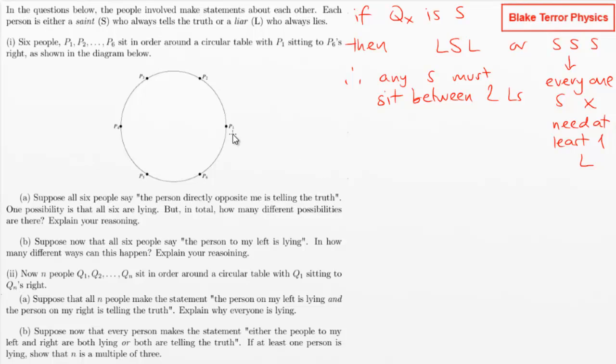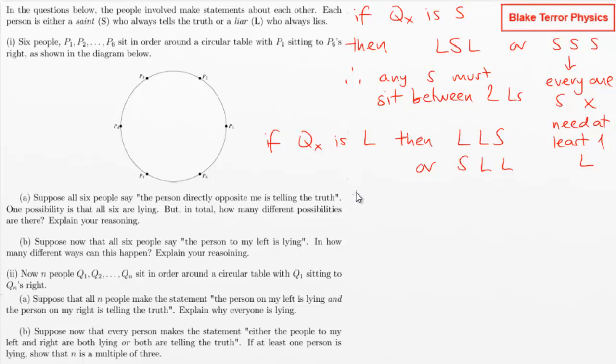Then we could go on to say, let's look at the other one. If a QX is an L, so what are they saying? They're saying that they're either both lying or both telling the truth. So we can't have the same letter on either side. So we must have either LLS or SLL. Okay. Right, let's build up a circle then.